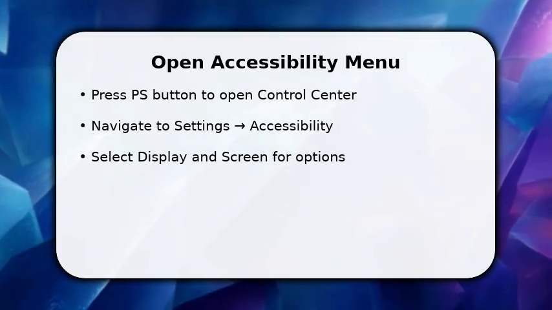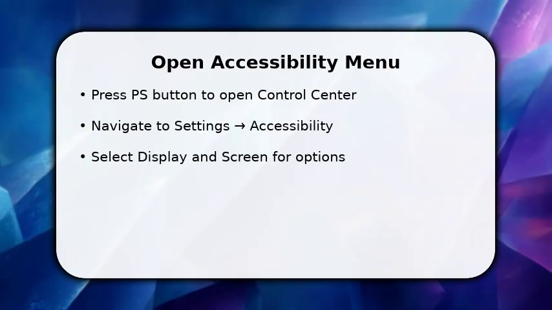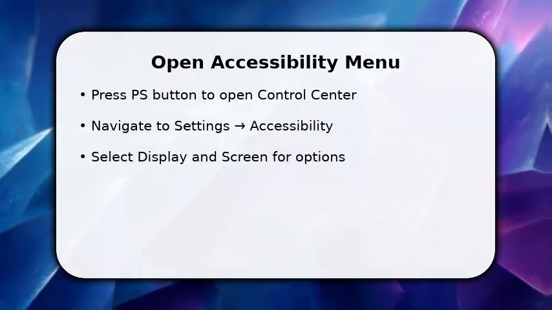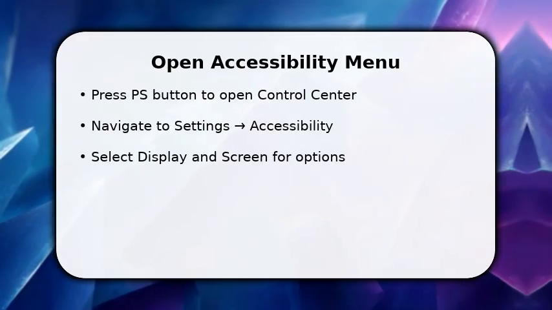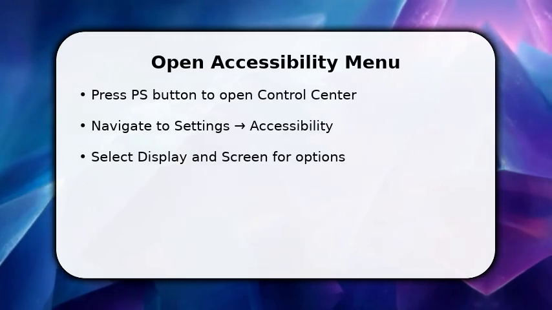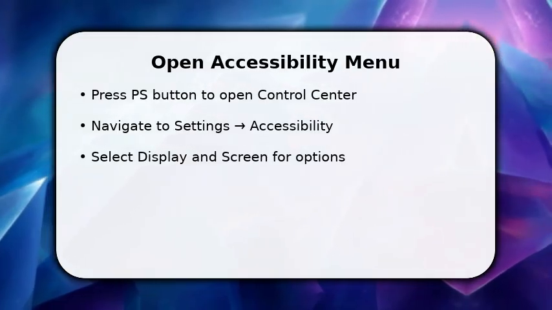You start by opening the Control Center with the PS button. Once visible, move directly to Settings and choose Accessibility. You do this because the Invert colors toggle lives under Display and Screen options. It changes how the console renders UI colors system-wide.